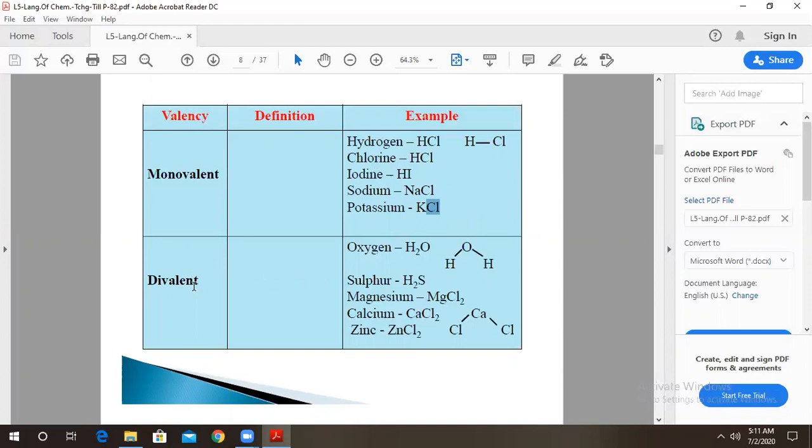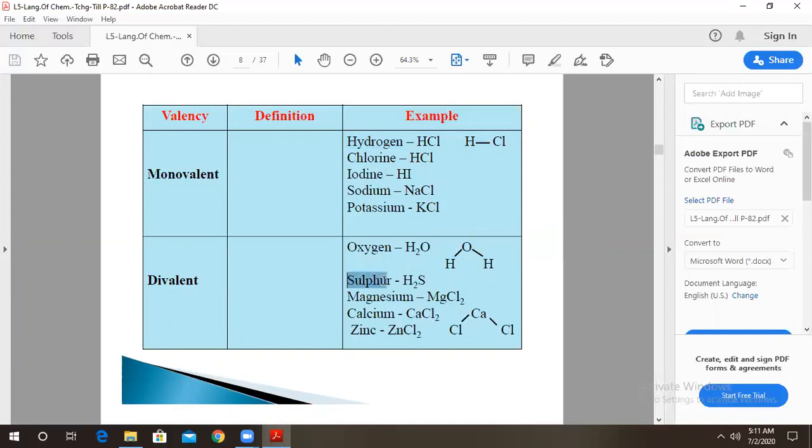Next one is the divalent. The elements which have valency 2 are called divalent elements. Example, oxygen. Divalent means it will combine with two other atoms. So see this oxygen combining with two hydrogens. So it means this oxygen is divalent. And we have seen monovalent hydrogen. Hydrogen is monovalent, that means it combines with only one other atom. So we can see over here, hydrogen combining with only one oxygen.